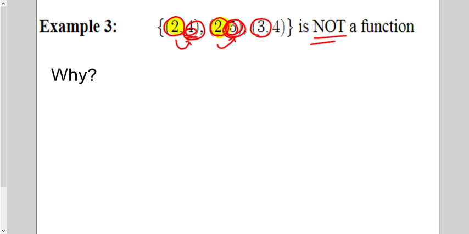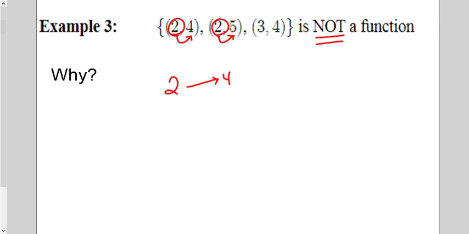We're fine that the x is repeated. What I'm not okay with is that when the x is repeated, it didn't get the same y value. See, this is an ordered pair. It's 2, 4. This is an ordered pair. It's 2, 5. Because the y values differed, that's why I'm saying it's not a function. Each x value has to have a unique y value. Now 2 has a y value of 4, but it also has a y value of 5. So you see, the y value is not unique to the 2.